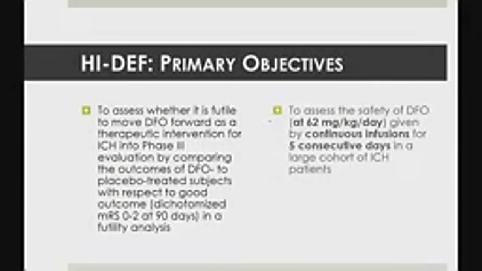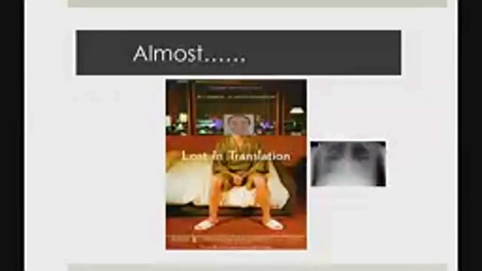Our main objective was to see if it's worth it to move deferoxamine into a phase 3 trial. We wanted to look into this by looking at the proportion of patients who have a good outcome after 3 months. We defined good outcome as modified Rankin 0 to 2, compared between the deferoxamine arm and the placebo arm. At the same time, because we hadn't really treated anyone before for 5 days, since our phase 1 was 3 days, we wanted to look at the safety of this. And quickly, we were lost in translation.